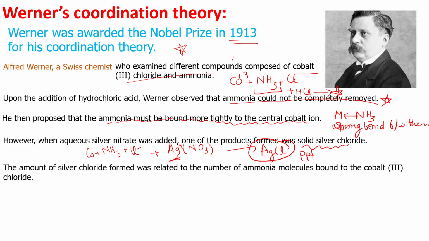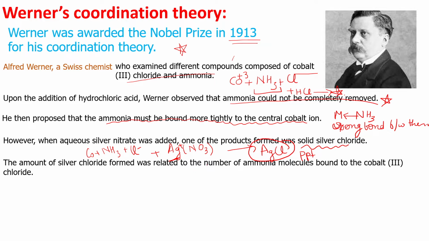So from there, he calculated the amount of silver chloride. He was working on certain complexes: some contain 2 chlorides, some contain 3 chlorides, some contain 1 chloride. When he added silver nitrate to all of them, he found that in the 3 chloride complex, he obtained 3 AgCl, in the 2 chloride complex he obtained 2 AgCl, and similarly for the 1 chloride complex, he obtained 1 AgCl.